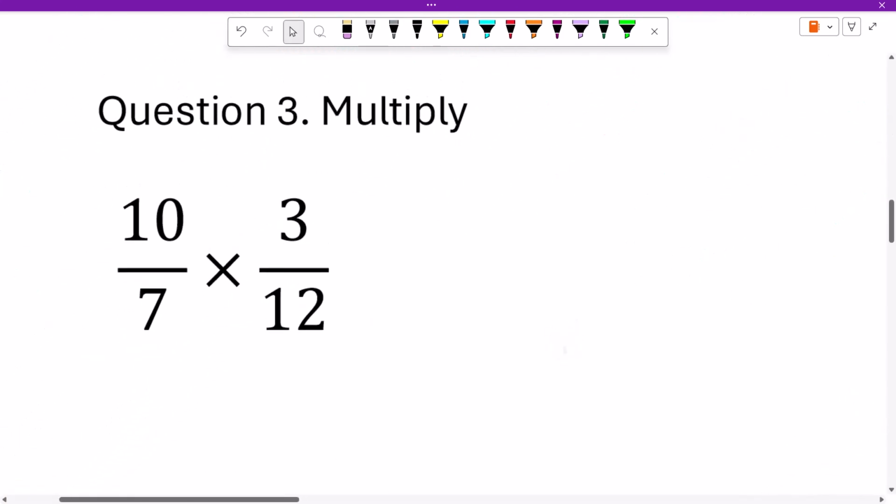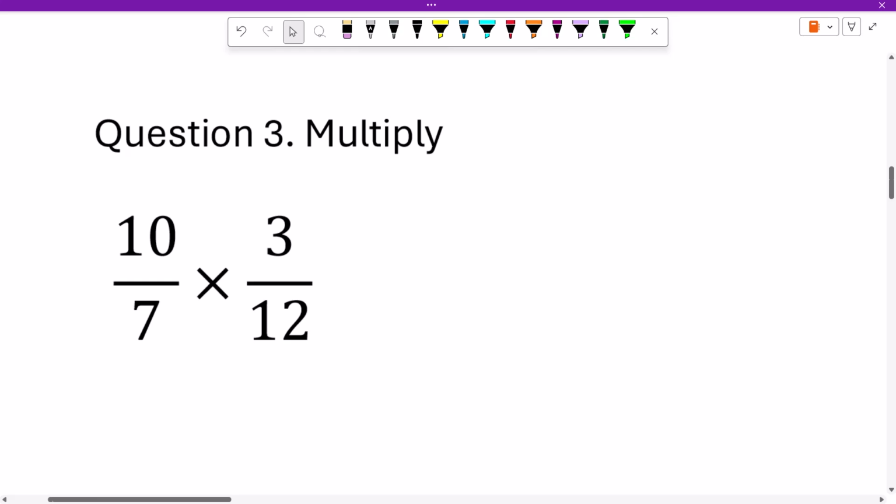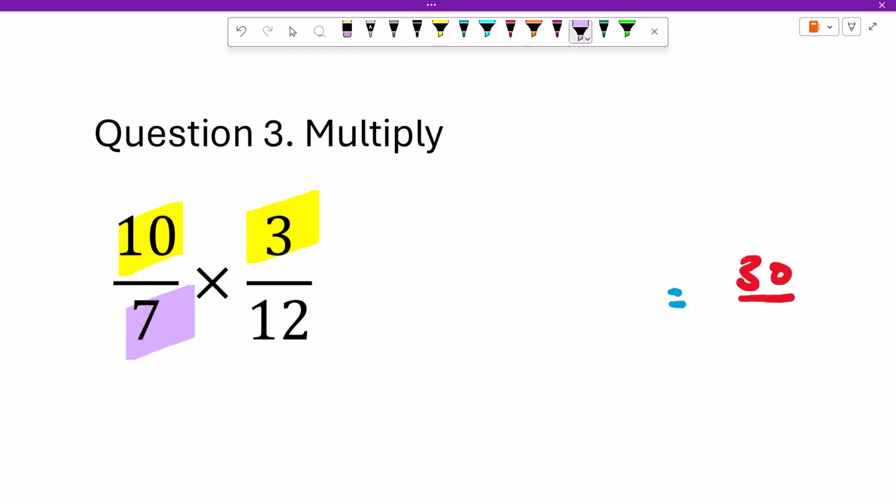Going on over here. Now, with multiplying, if you were not strong at simplifying, I said all you had to do is multiply the tops and you multiply the bottoms. So you multiply the tops together. You go 10 times 3, we get 30. And 7 times 12 would be 84. Right? That gets you a capital mark. Then the rest of the marks are for making it smaller.